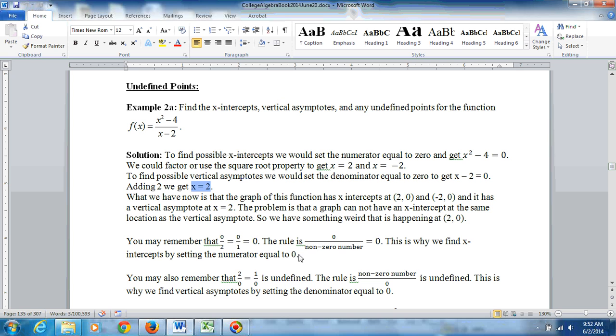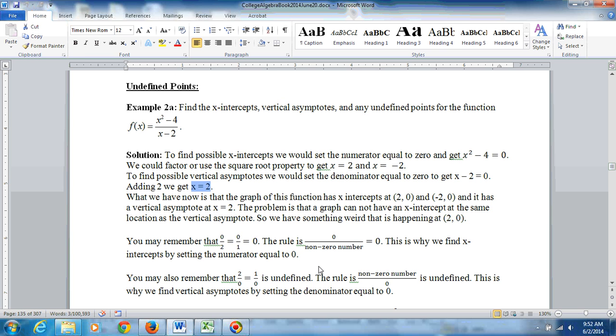Remember this: when the numerator equals 0 and the denominator is not 0, you get 0. Like 0 over 2, 0 over 1, 0 over 10 is 0. Well, when x is 2, 2 squared minus 4 is 4 minus 4, and you get 0 on the top. You also get 0 on the bottom: putting 2 in, you get 2 minus 2, which is 0. So substituting 2 into this function doesn't satisfy this rule, and we don't necessarily get 0.